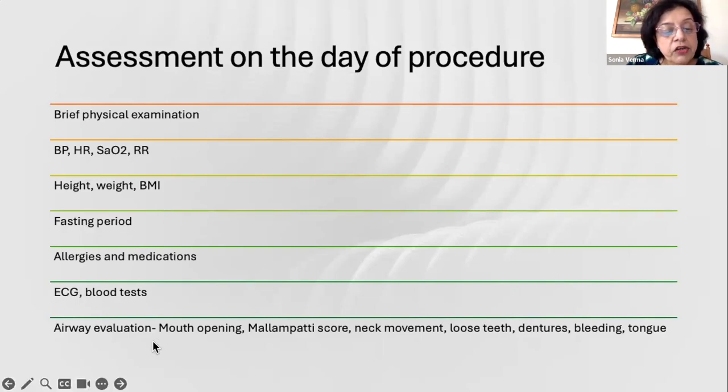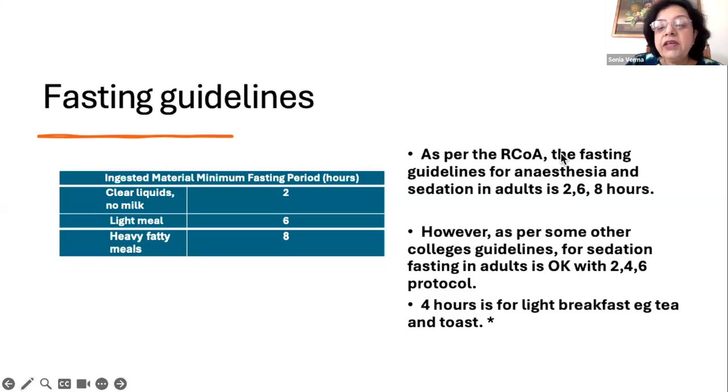Also do an evaluation of the mouth to look at the mouth opening. They are taught about the Mallampati score, and to look at the neck movement, loose teeth, dentures, bleeding, and tongue size. The fasting guidelines, as we all know: the Royal College of Anaesthetists still says 2, 6, and 8, which is for general anesthesia. However, some other college guidelines have been produced which are okay with 2, 4, and 6. 2 is for clear fluid, 4 is for a light breakfast, and 6 is for a light meal.